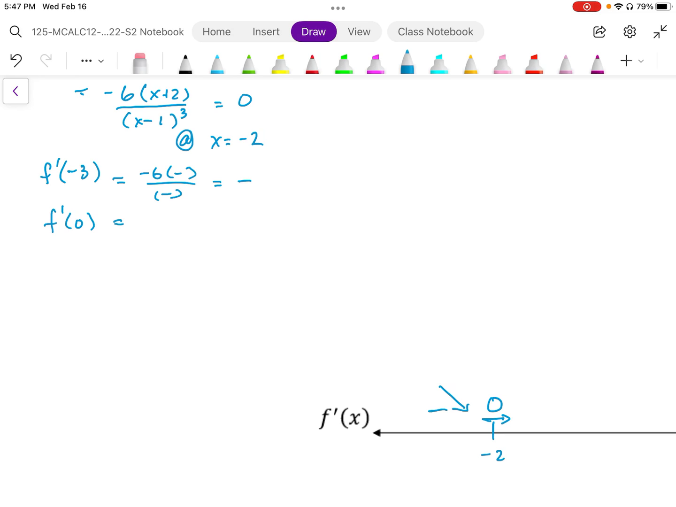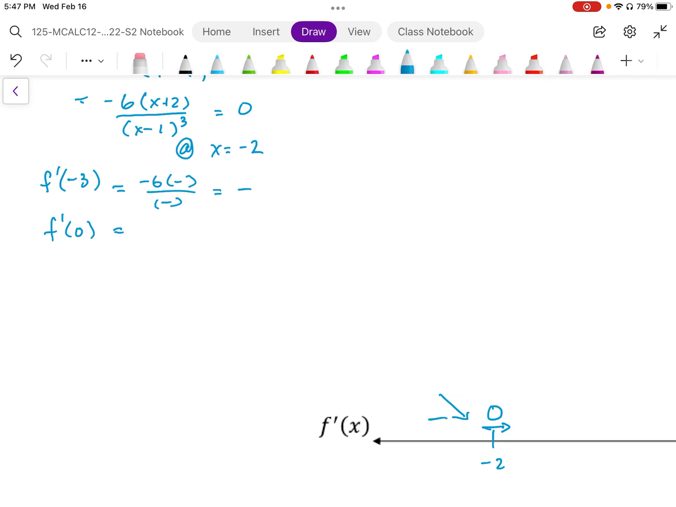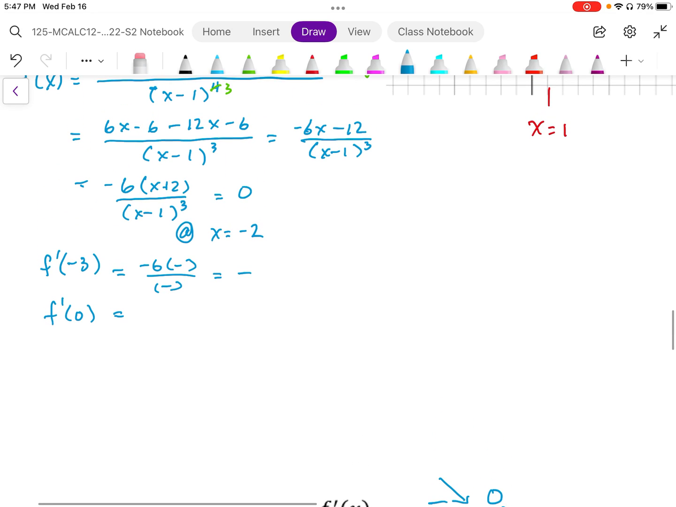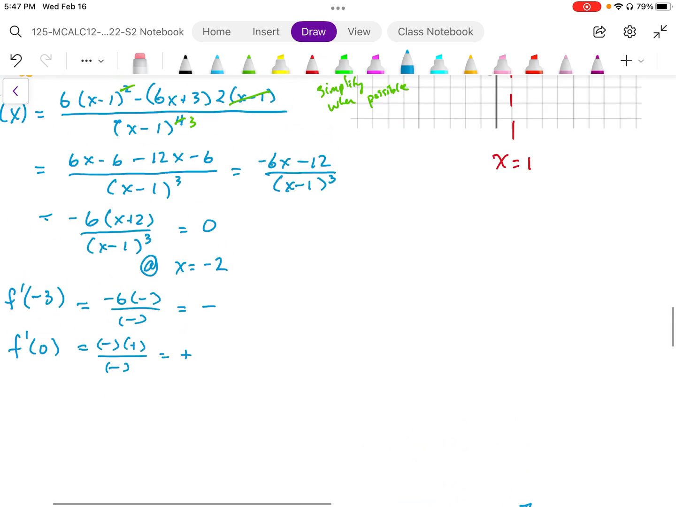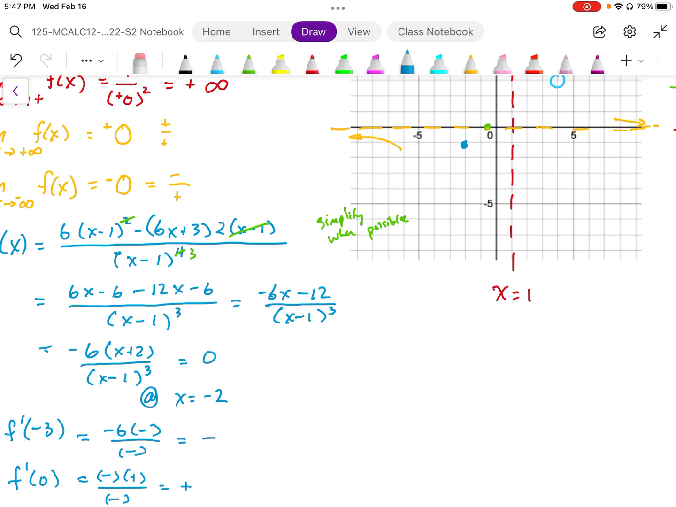Okay, when x is 0, I'm going to end up with negative 6. I'm going to end up with positive 2. Is that right? Yeah, so I'm going to end up with negative in the numerator, positive, and then negative in the denominator, that's going to give me positive slope at x equals 0. So at negative 3, I have negative slope. At 0, I have positive slope. So that looks like it is a local minimum value. Okay, so that is in fact the case.